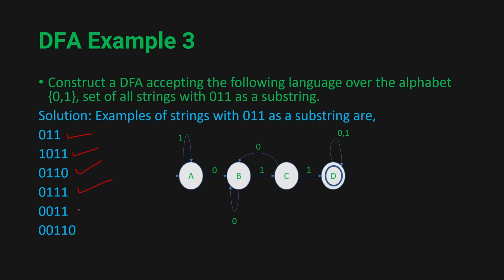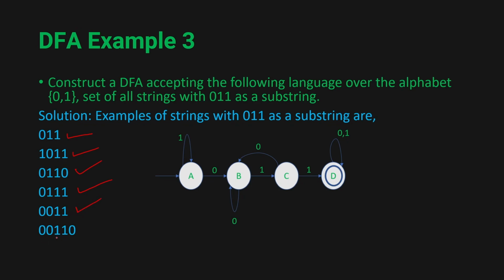What about 0, 0, 1, 1? So you are in state A. Okay, you get 0, you go to state B, you get another 0, you are in state B itself, then you get 1, you go to state C, and then you get 1, you go to state D. Is it a final state? Yes. So hence this string is also accepted.